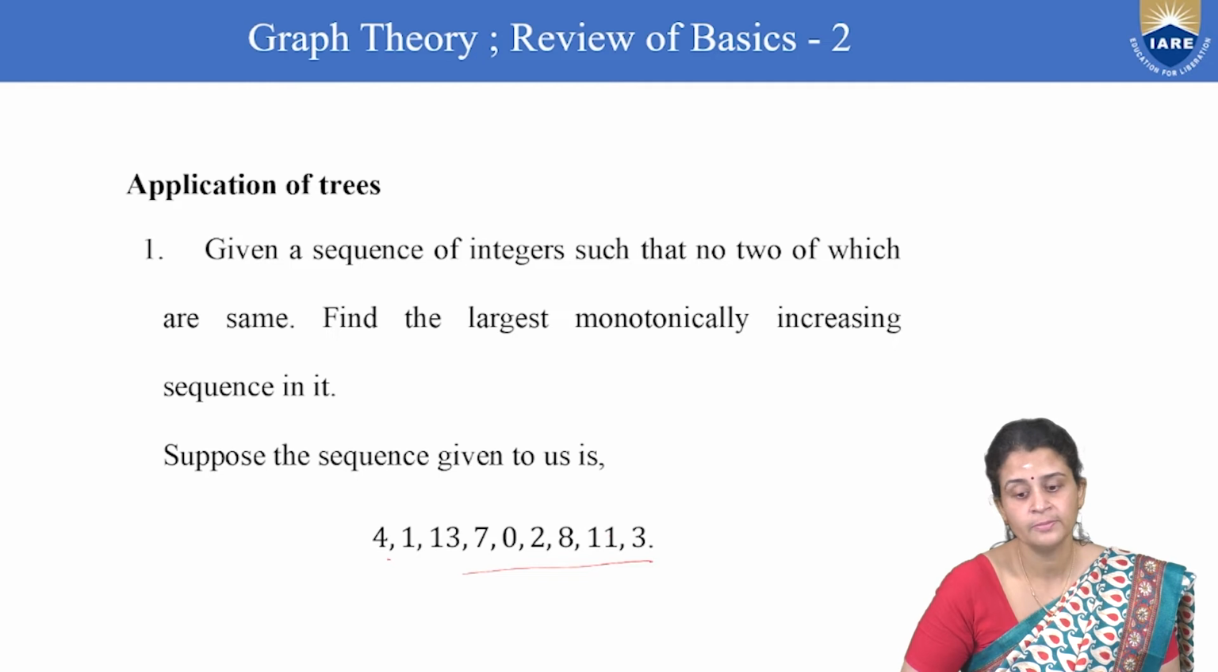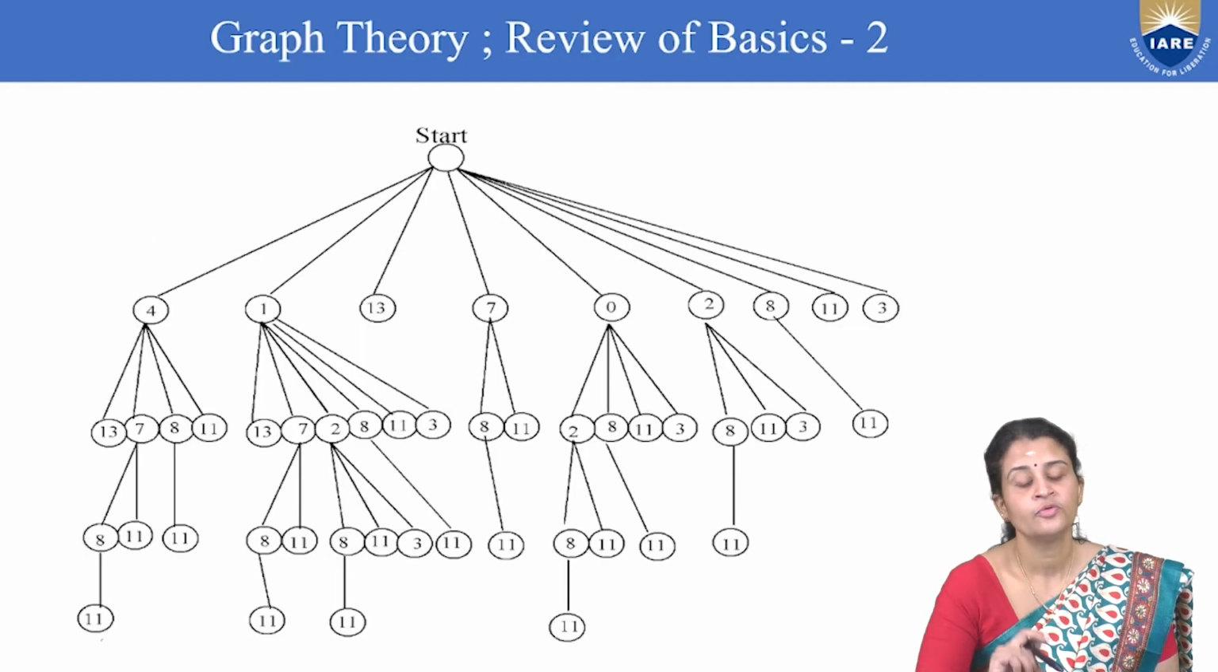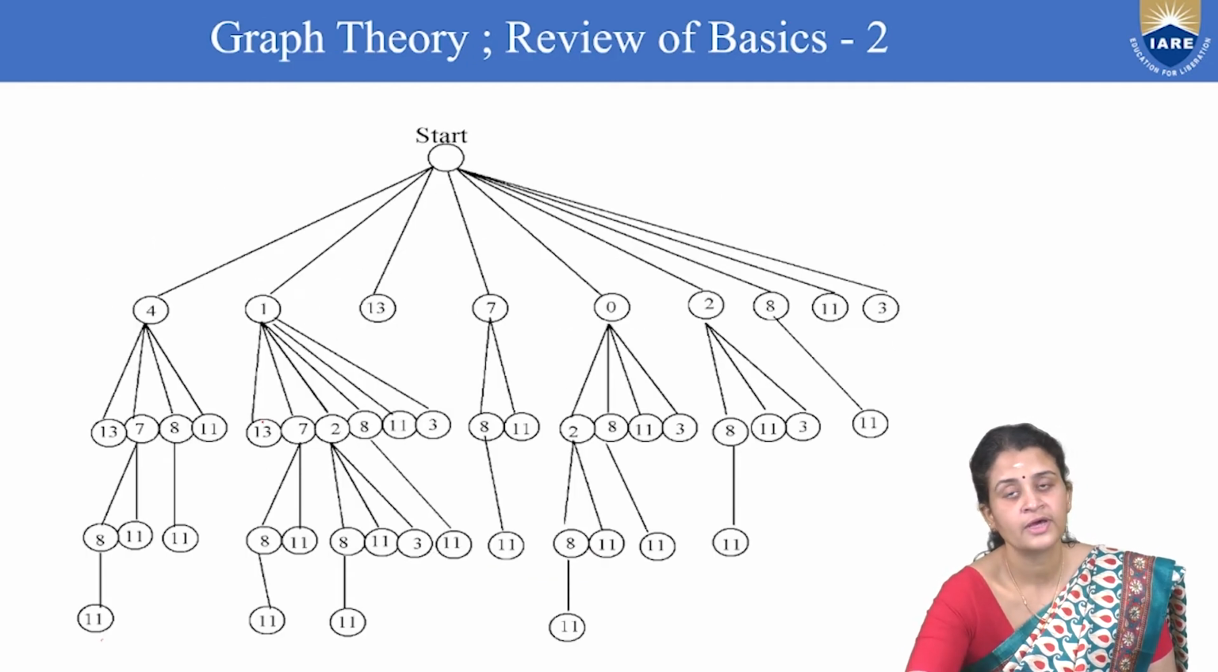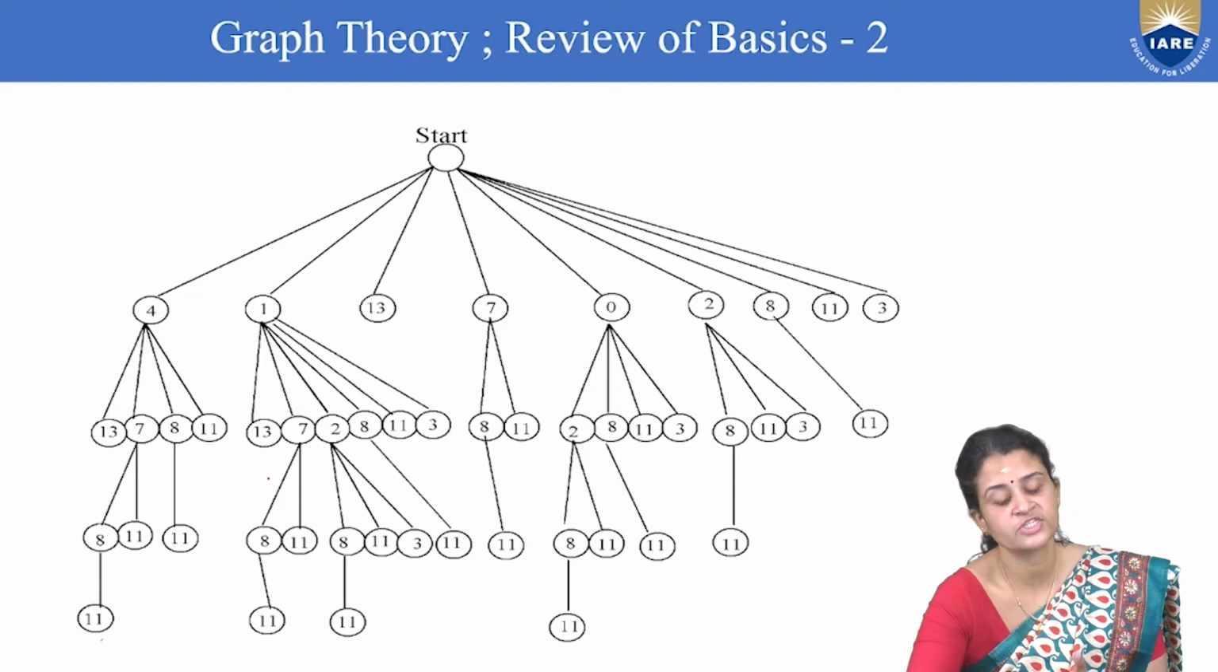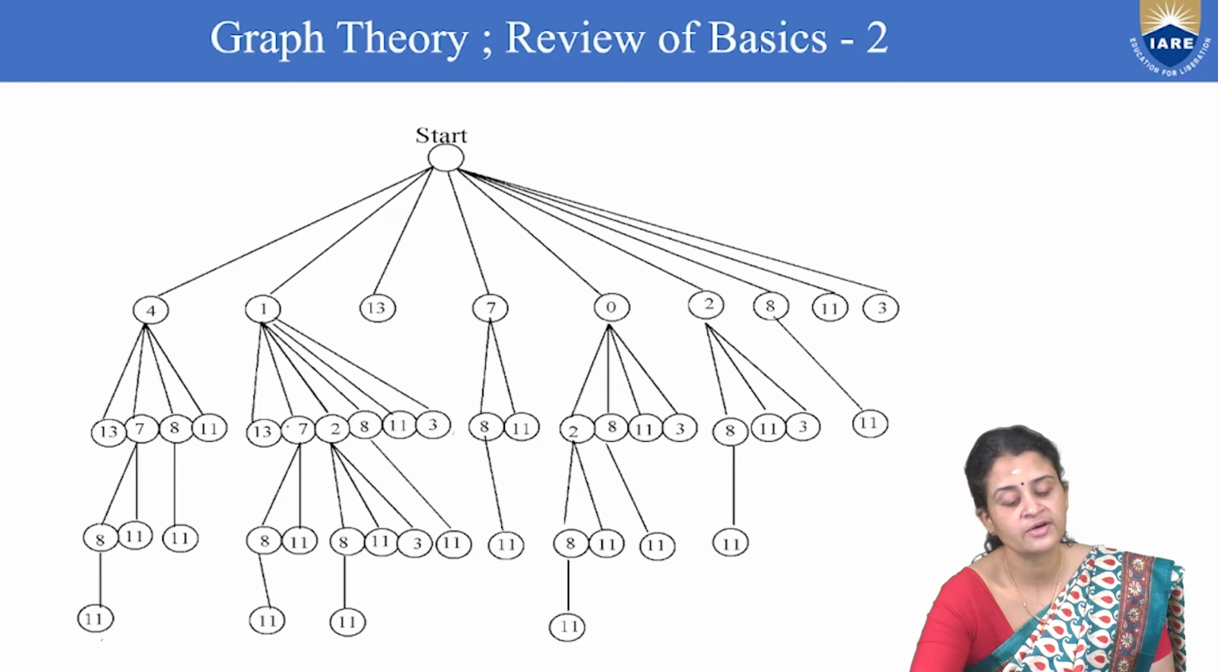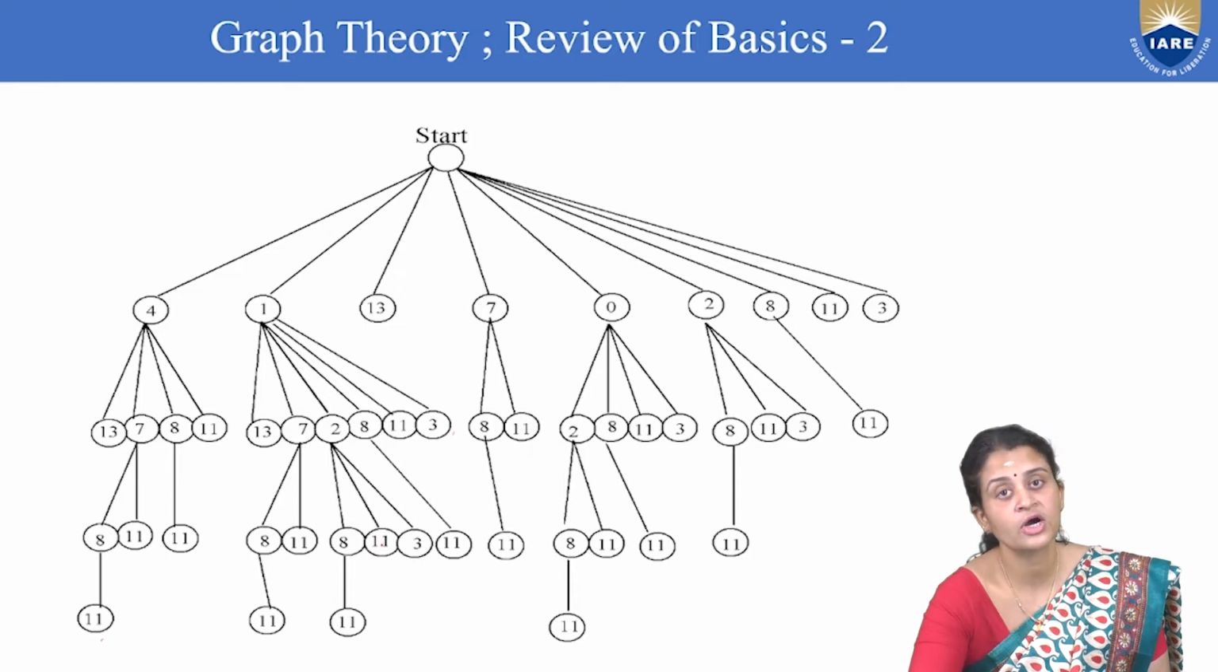In the same manner, we start from 1. We put the numbers which are increasing from 1 in the next level. Then from 7 and 2. From 2, we have 8, 11, 3, which are numbers greater than 2. From 8, we can go to 11. From 11, can we go to any other number? No, because there are no numbers greater than 11 in this sequence.